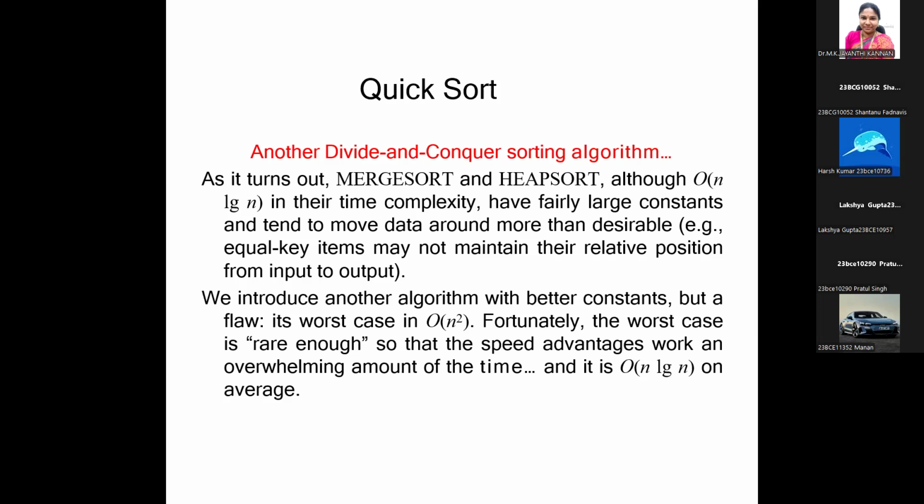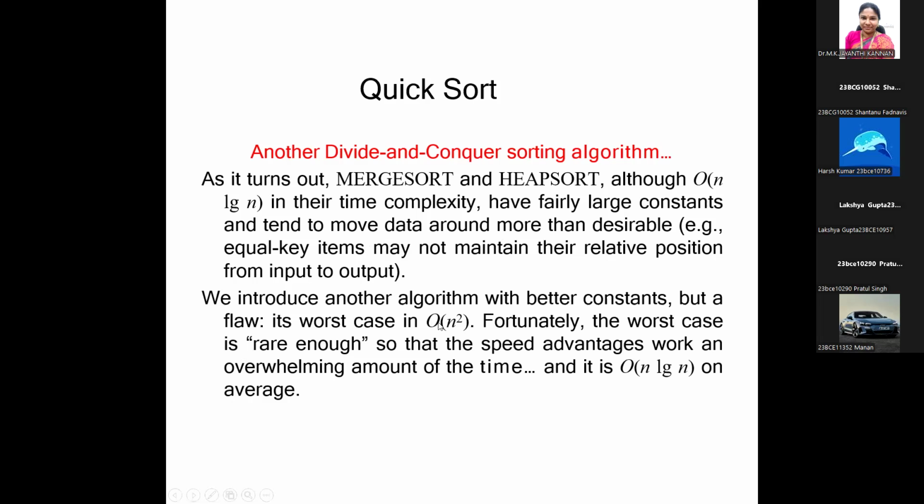Another divide and conquer sorting algorithm is called quick sort, as it outruns merge sort and heap sort, although both are order of n log n in their time complexity. Merge sort takes order of n log n, has fairly large constants, and leads to moving more data around than desirable. Equal key items may not maintain the relative position from input to output. So in quick sort, compared to merge sort and heap sort, it takes very less movement or swapping, as well as less time to find the sorted list.